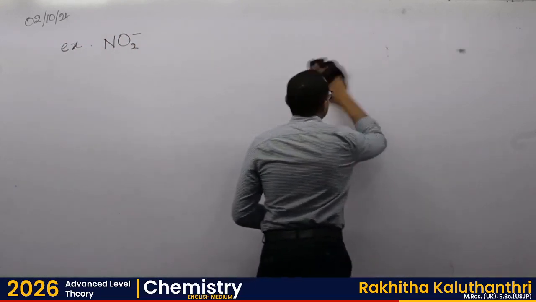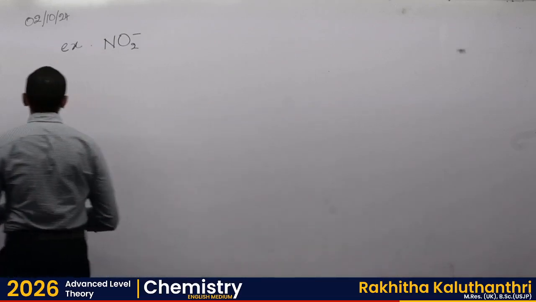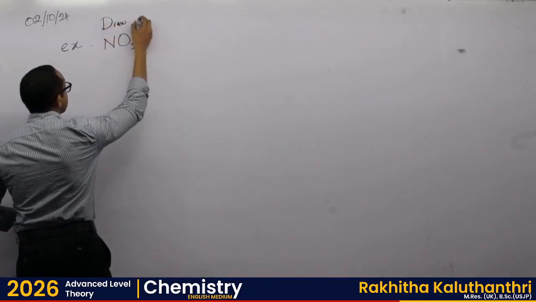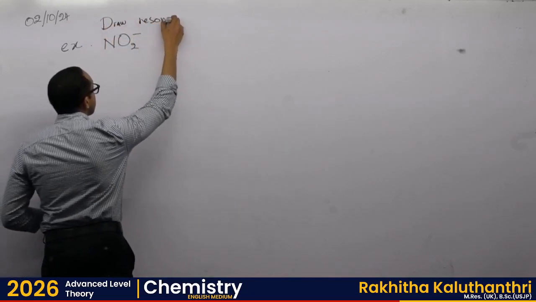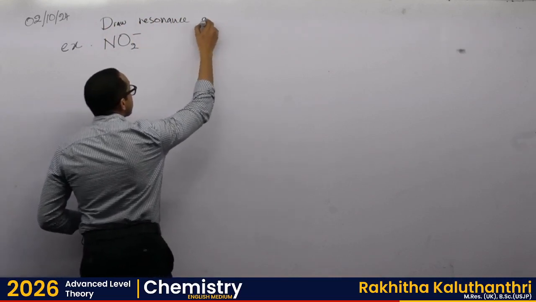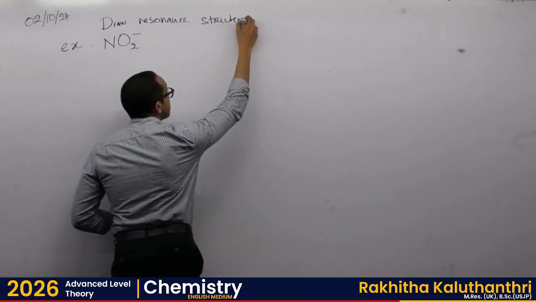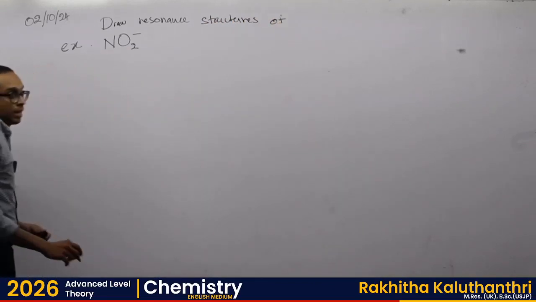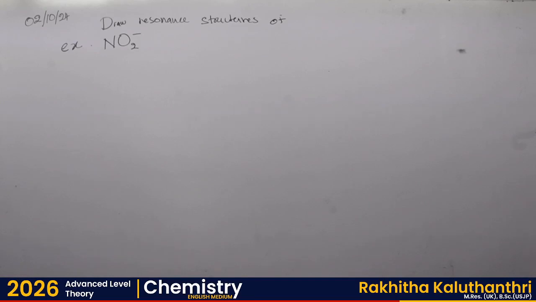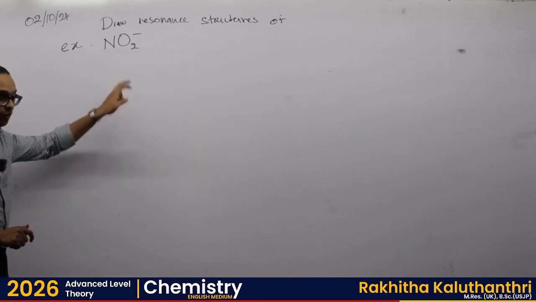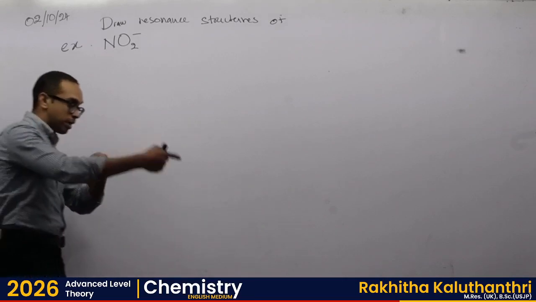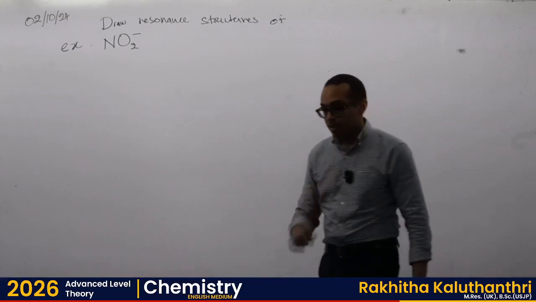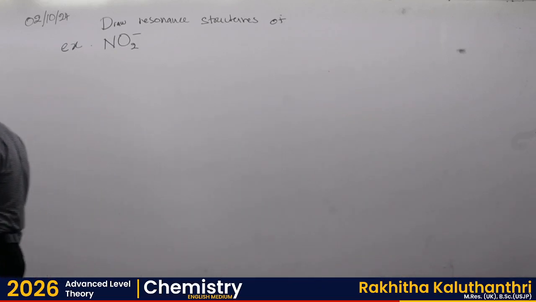Do this exercise. I want you to draw the resonance structures of NO2 1 minus. Now you can't be new to drawing Lewis structures, please. So therefore first draw one Lewis structure and then show the electron transfers and then show another resonance structure you can draw for this.